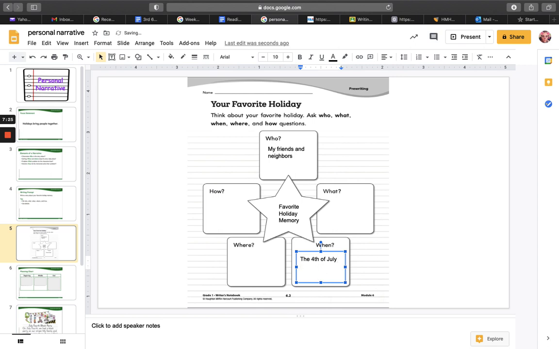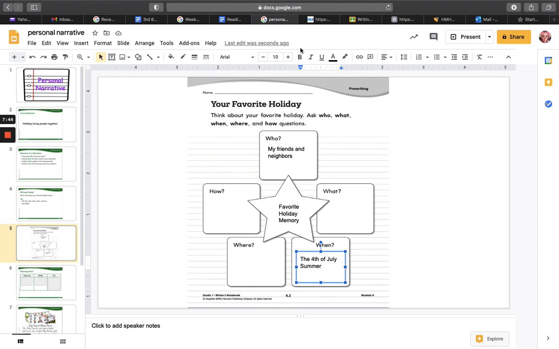I know July is in the summer. And people usually shoot fireworks. Maybe you have a picnic. Maybe you go to a parade. Things like that. So that's my 4th of July example. And it happened during the summer.